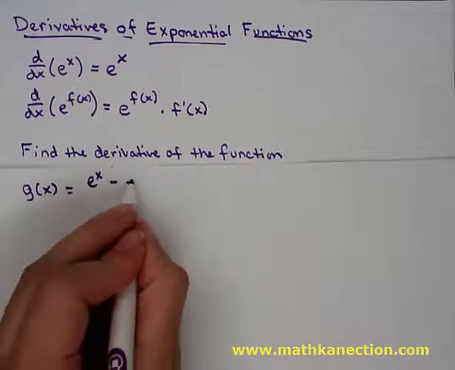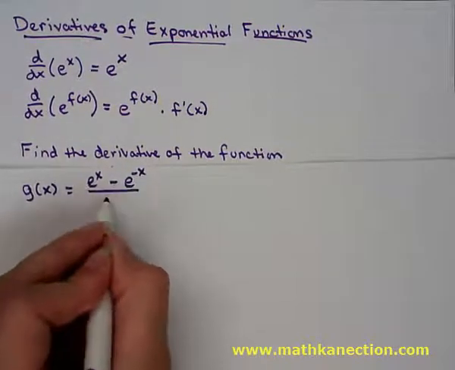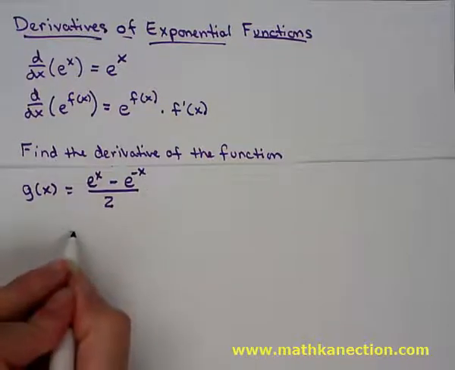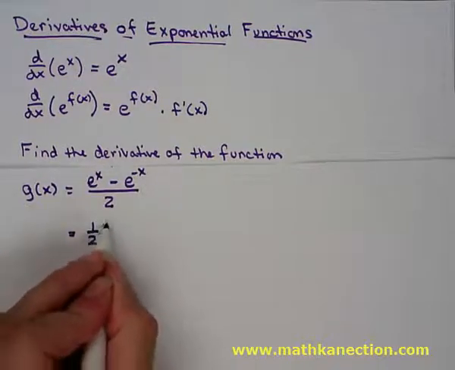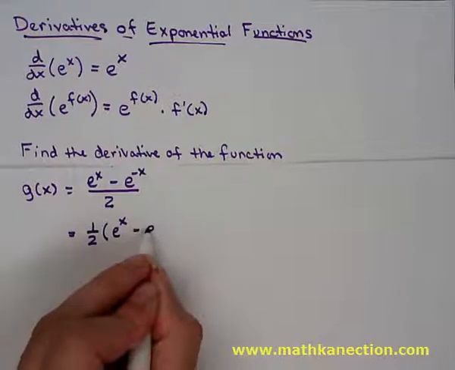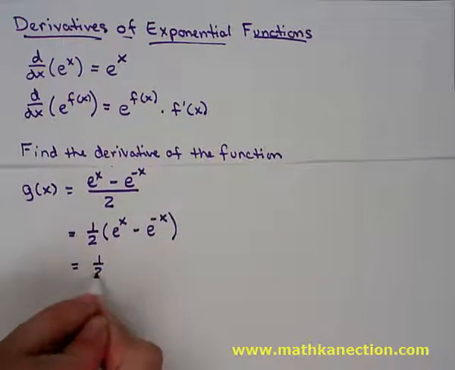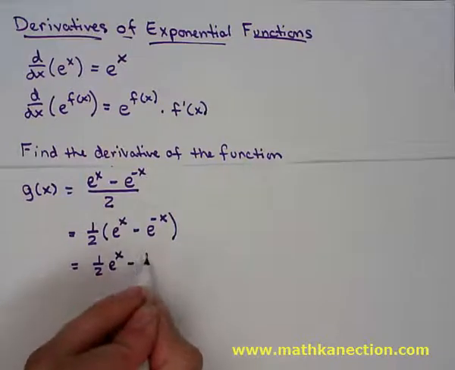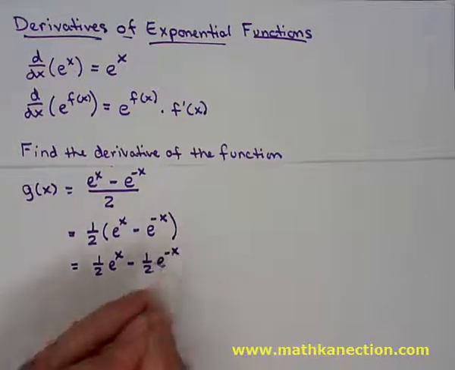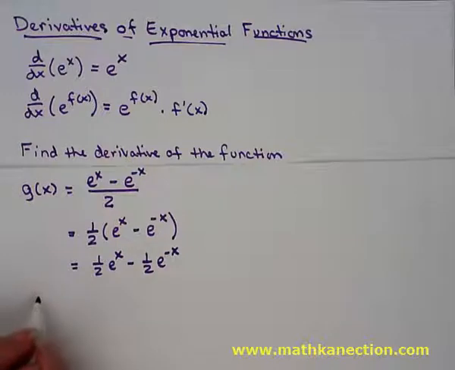For the next example, we have g of x is equal to e to the x minus e to the negative x all over 2. To avoid the quotient rule, remember that dividing by 2 is just multiplying by 1/2. And if you distribute the 1/2, you can just look at those as being coefficients in front of the e to the x and again in front of the e to the negative x. So when you're deriving, it's not a product or a quotient, but just a coefficient.